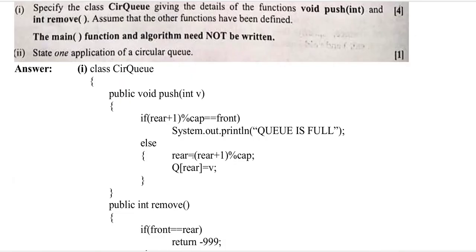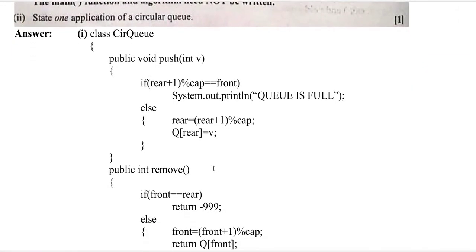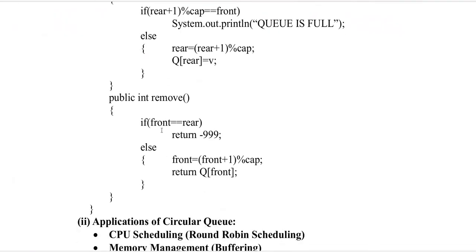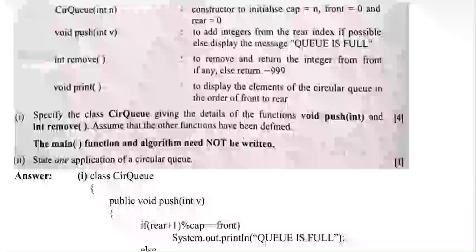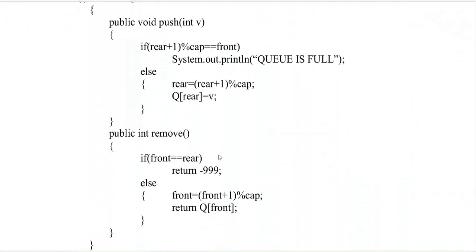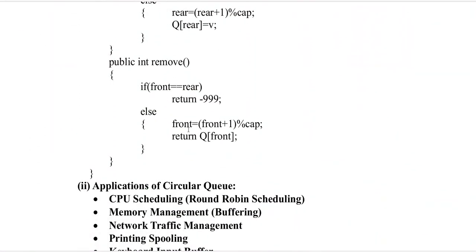Otherwise, here rear will be increased as rear plus 1 modulus cap, and then finally I'm doing Q rear equals to value V. In int remove, if front and rear both are equal, it returns minus 999 as it was asked in the question. If any print message is said, that print message should be there. I think I have missed out. Here it's not said any print message to be given. Okay. Otherwise, front equals front plus 1 modulus cap and return Q front.